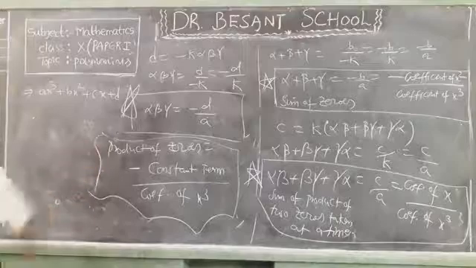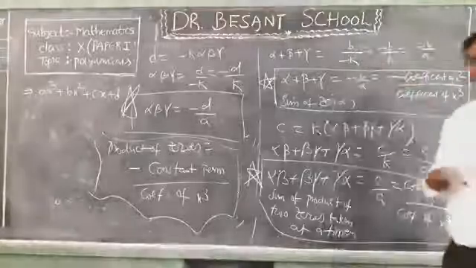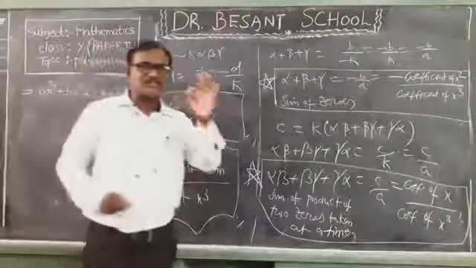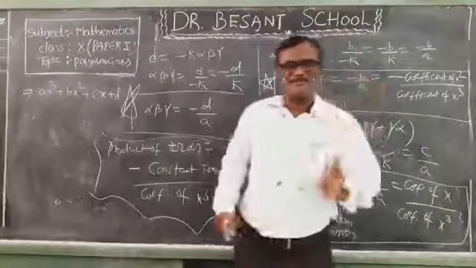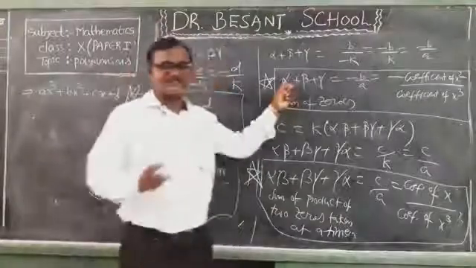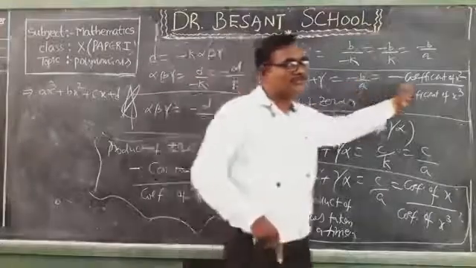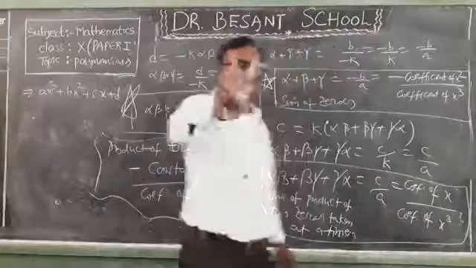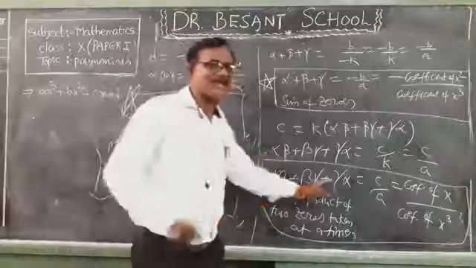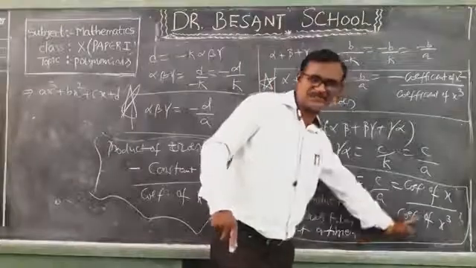Okay children? Now we have derived three formulas. So let me repeat once again. When alpha, beta and gamma are the three zeros of a cubic polynomial ax cube plus bx square plus cx plus d, then the first formula, sum of zeros, alpha plus beta plus gamma, is equal to minus b by a, that is minus quotient of x square by quotient of x cube. Second formula, sum of product of two zeros taken at a time, alpha into beta plus beta into gamma plus gamma into alpha, is equal to c by a, that is quotient of x by quotient of x cube.